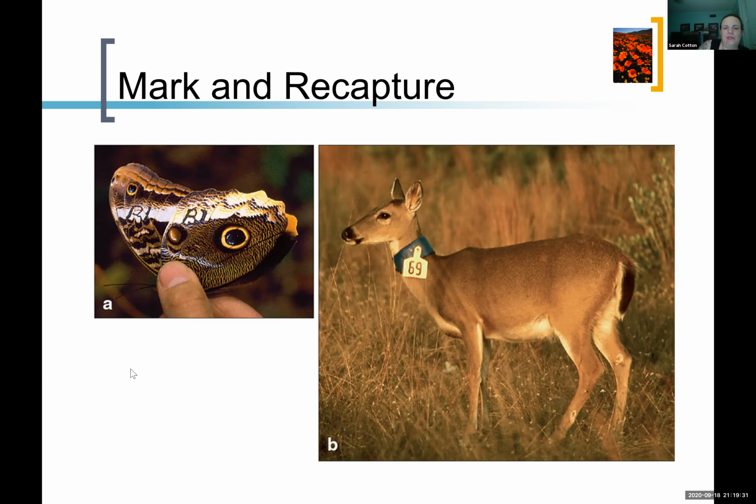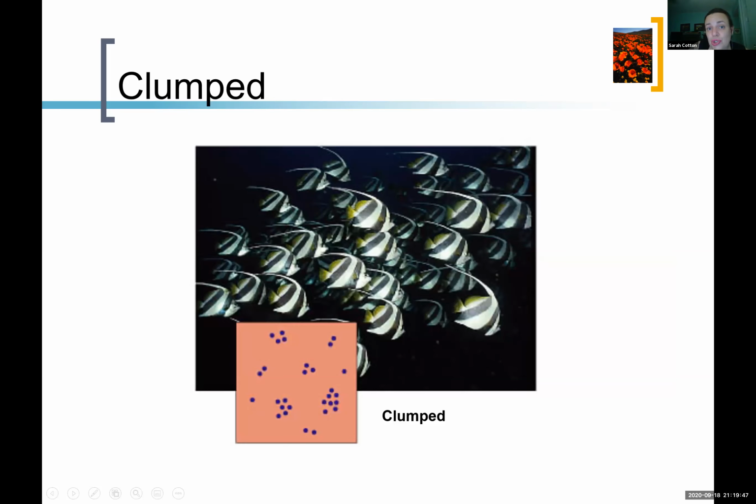Anyway, okay, so we can do that too. You can estimate a population size by capturing some, marking them somehow, letting them go, and seeing how many come back that you originally captured and how many are new. And that gives you a way of extrapolating and estimating population. Okay, so that's just how we do population density.